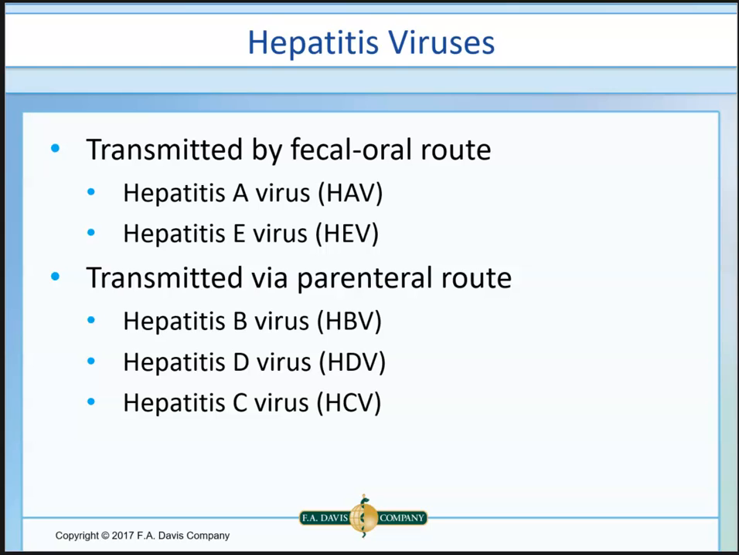So, hepatitis viruses. Alphabet on this. So it's hepatitis A, hepatitis E. You notice those two are up there. HAV, HEV. These are transmitted by fecal oral route, so it's more like a foodborne illness is usually what we talk about there. Ones that are transmitted via parenteral route are like a bloodborne kind of thing. Hepatitis B, hepatitis D, and hepatitis C. So you can see the initials, HBV, HDV, and HCV.